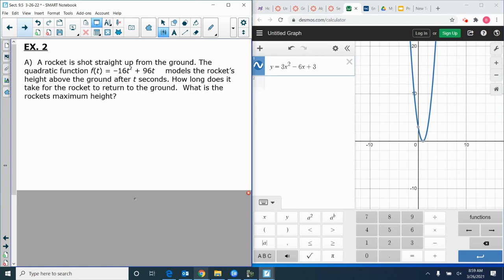It says a rocket is shot straight up from the ground. The quadratic function f of t equals negative 16t squared plus 96t models the rocket's height above the ground after t seconds. How long does it take the rocket to return to the ground? What's the rocket's maximum height? All right, go ahead and graph it.